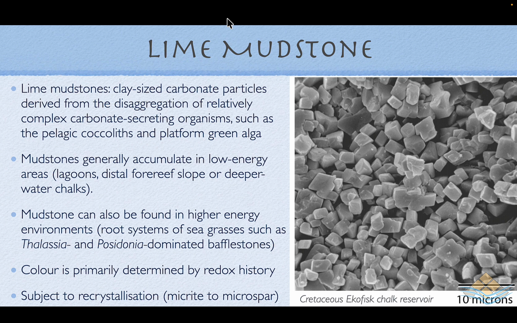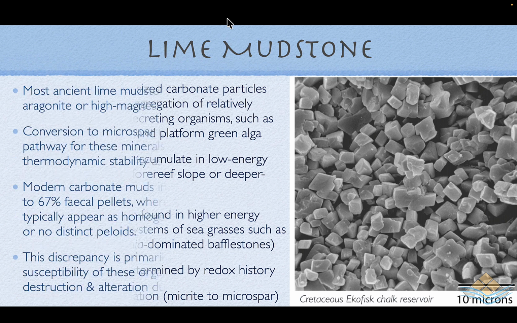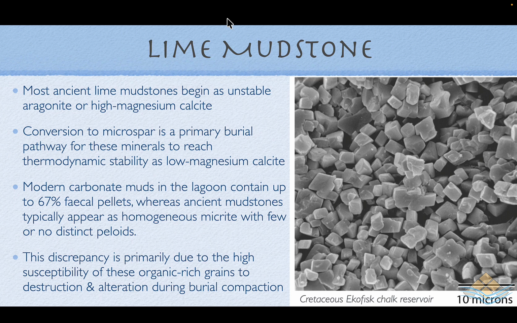Some of those crystals can merge and fuse and grow to create particles that are up to 6 microns across. These are the mini-carb particles. Even in a mudstone, we can preserve evidence of alteration. Most ancient lime mudstones are unstable.